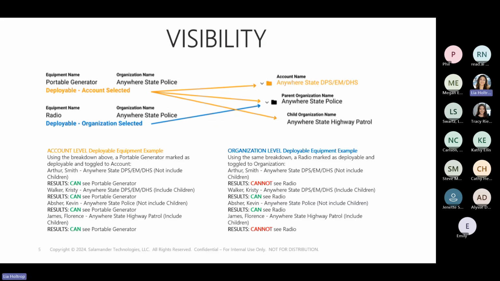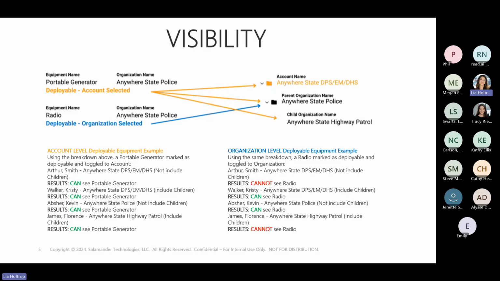Now using the same breakdown for the radio. This radio right here is set to deployable organization for Anywhere State Police. If you're looking at the organization hierarchy, Anywhere State Police is beneath Anywhere State DPS, which is the account. Underneath Anywhere State Police, there is a child organization called Anywhere State Highway Patrol. In this example, user visibility is going to be dependent on where they are assigned in this organization hierarchy and if they have access to view children organizations.